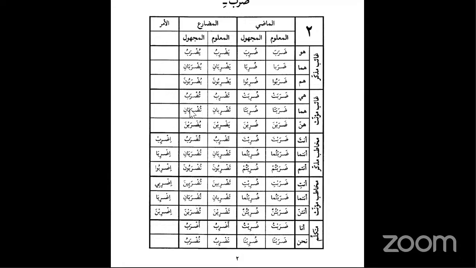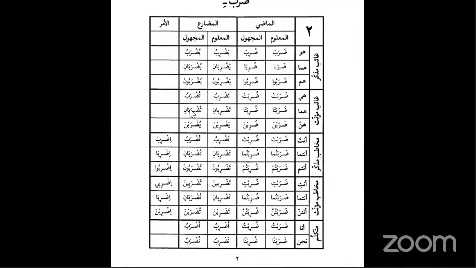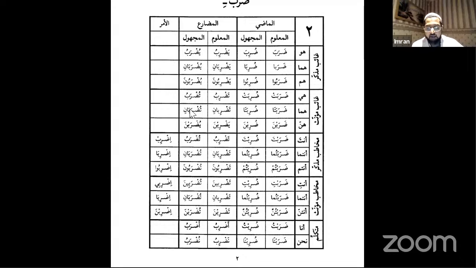In the madi majhul, why are we adding the same suffixes when we don't know who the doer of the action is? Like in daraba, we know he hit. Duriba, somebody has been hit. Then duriba or duribu, how do we know? Okay, that's a very good question. I'll explain. So what happens is this.